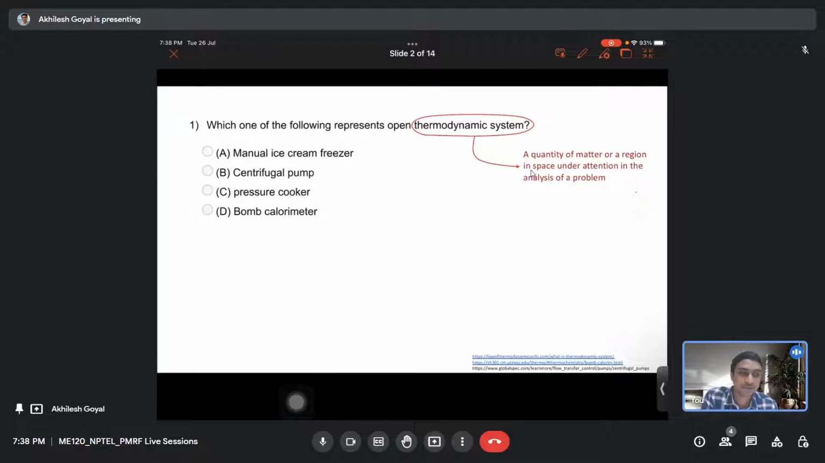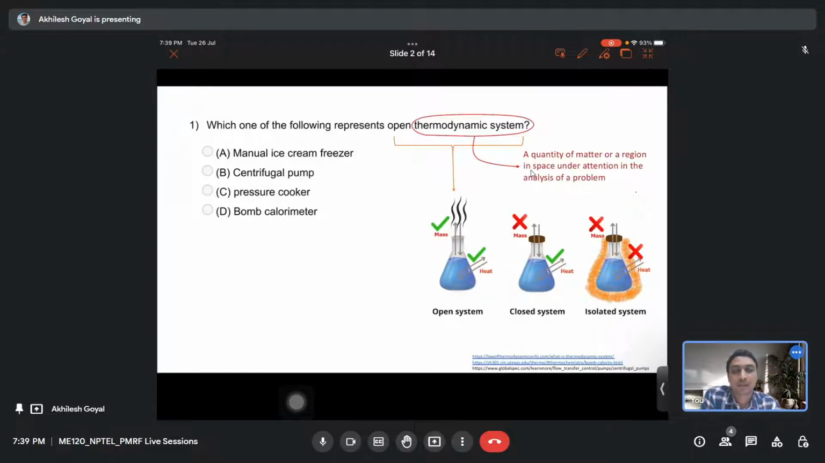A thermodynamic system is basically a quantity of matter or a region in space upon which we are putting our attention to solve a particular problem. Apart from that quantity of matter or region, everything is surroundings, and the thin layer that separates the system and the surroundings is called the boundary.